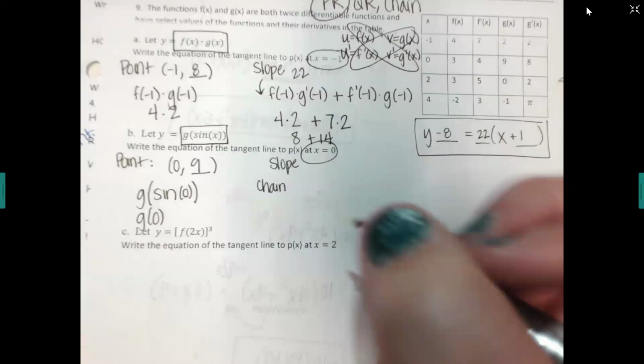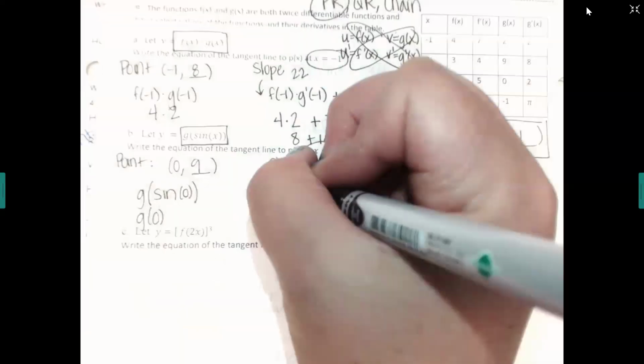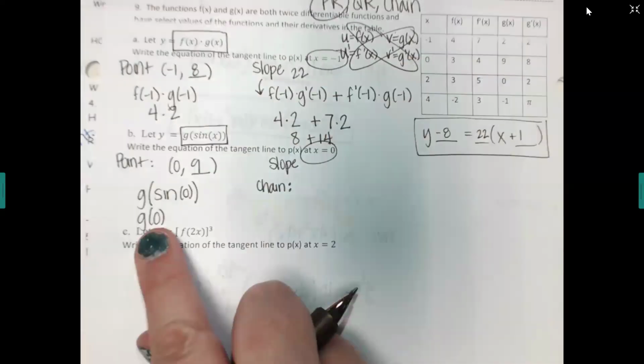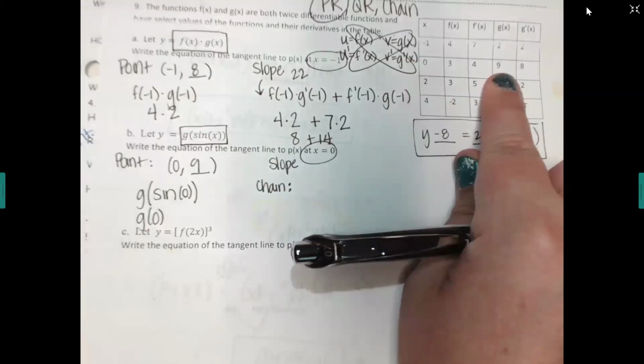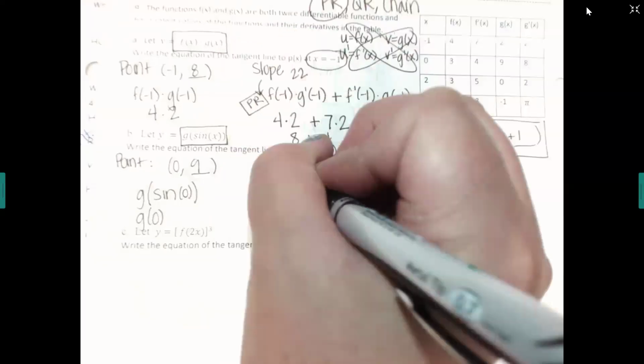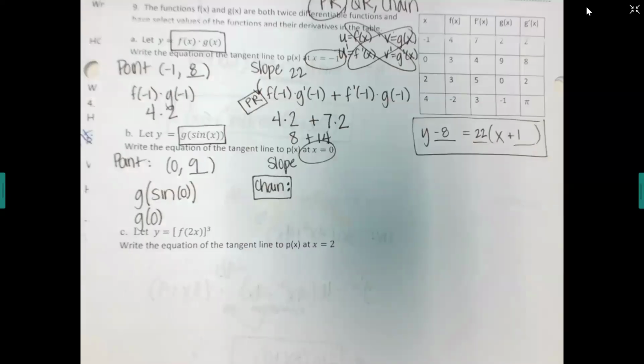You got 9 because you did...? I looked up g of 0 in the chart. So at 0, my g is a 9. And make sure you're under regular g, not g prime. Okay, and then for this one, I'm going to put PR for product rule. The sine of 0 is 0? That's right. Okay, so for chain rule, what's the outside layer?